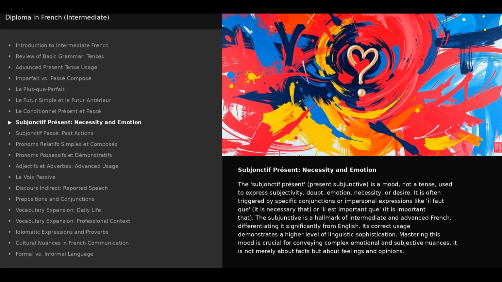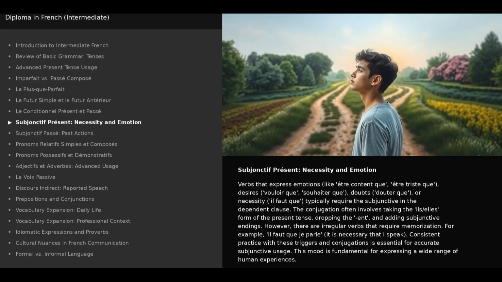Mastering this mood is crucial for conveying complex emotional and subjective nuances. It is not merely about facts, but about feelings and opinions. Verbs that express emotions, like être content que, être triste que, desires, vouloir que, souhaiter que, doubts, douter que, or necessity, il faut que, typically require the subjunctive in the dependent clause.